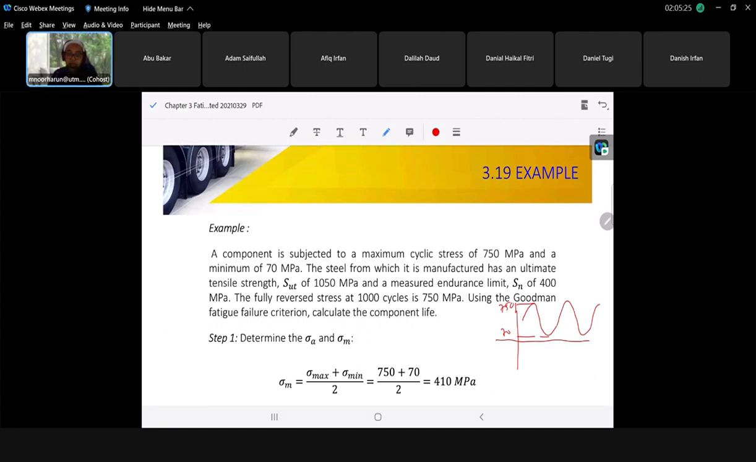The steel from which is manufactured has the ultimate strength SUT, 1050 megapascal. And it has the endurance limit of 400 megapascal. And the fully reverse stress at 1000 cycle is, this is the value of, kalau you ada this one, 1000 cycle.